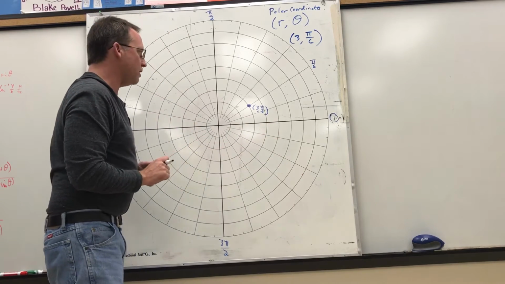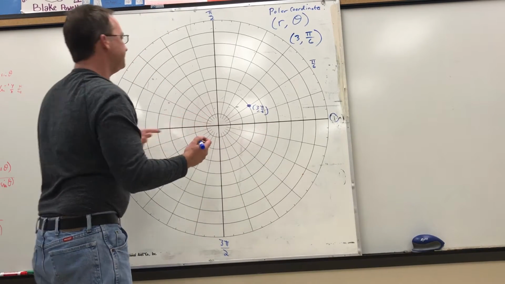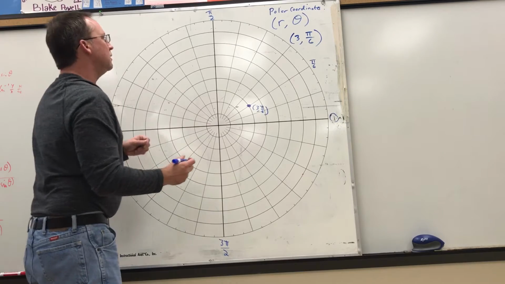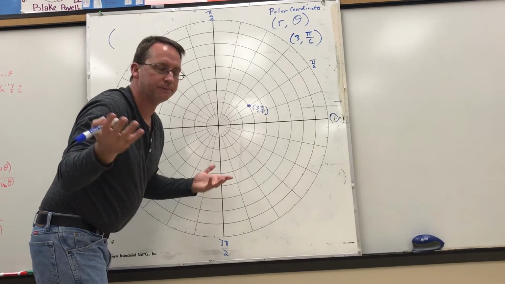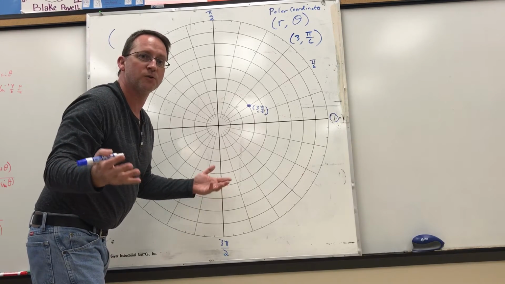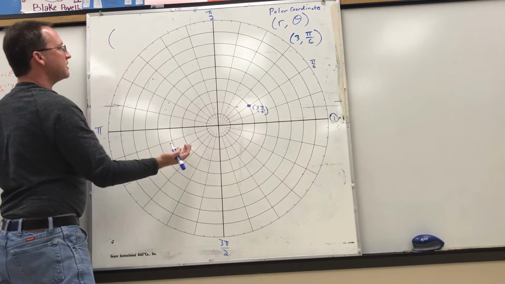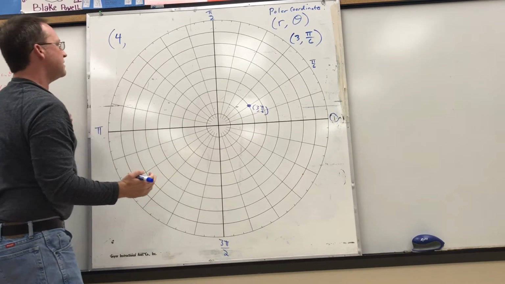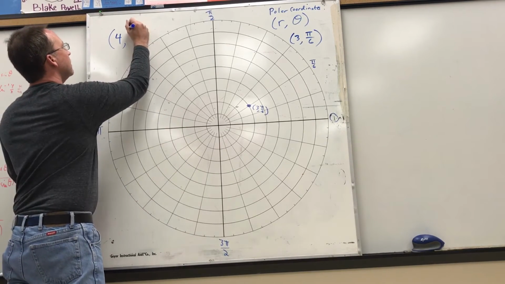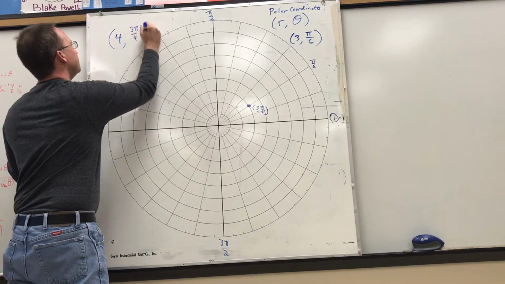So if I wanted to do another one, let's say, over here some. Let's do, oh yeah, I forgot the bells are ringing, because you want to ring the bells when there's nobody at school. Let's say the r is 4, and this angle measure is going to be 3 pi over 4.